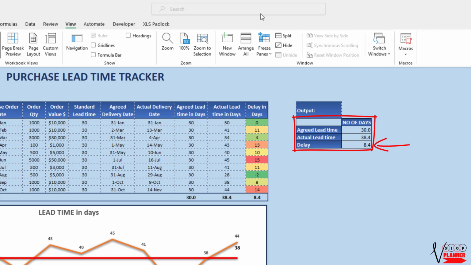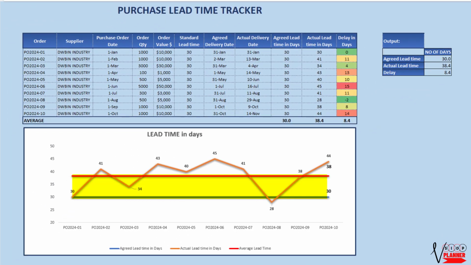This analysis is crucial for managing your supply chain effectively. It's not just about numbers, it's about understanding the root cause of delays. Engage with your suppliers, discuss these findings, and work collaboratively to reduce lead times.